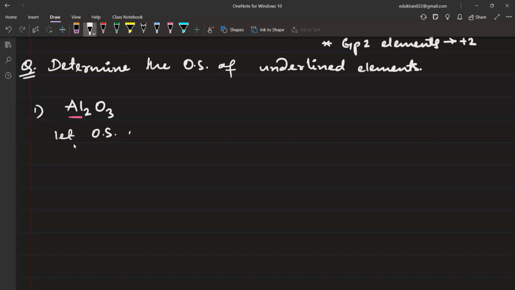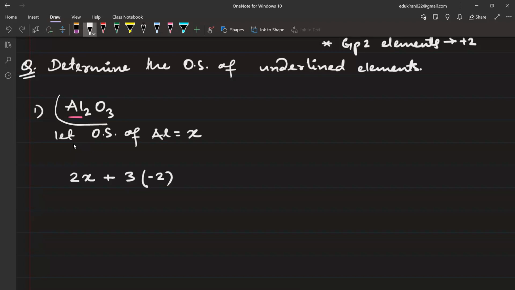So let the oxidation state of aluminium be X. How many aluminium are present in Al2O3? 2. 2 aluminium, right? So I will write 2X plus, how many oxygen? There are 3 oxygen. And what is the oxidation state of oxygen? Generally speaking, it is -2. Correct, guys? Okay, 3 into -2.